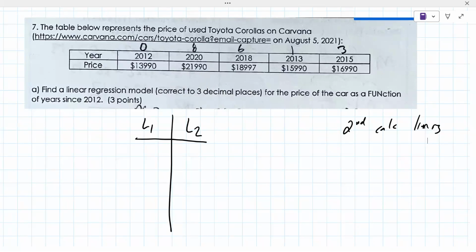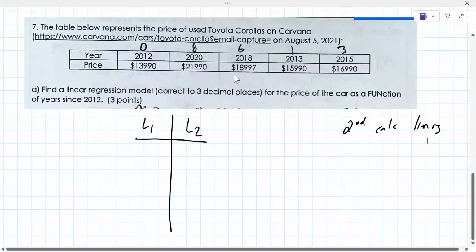I guess the other thing here is because the car is, you could also make the argument that it's ridiculous to go to 3 decimal places because you're talking about thousands of dollars. Nobody cares if you're off by $1 when you're talking about thousands of dollars.